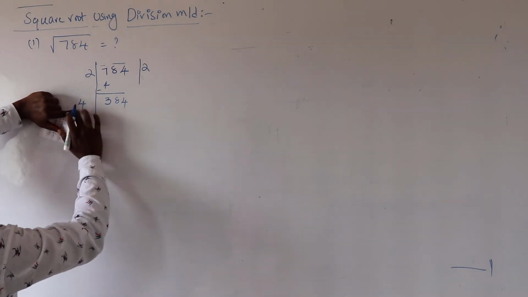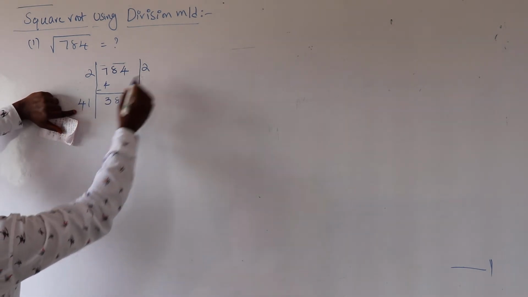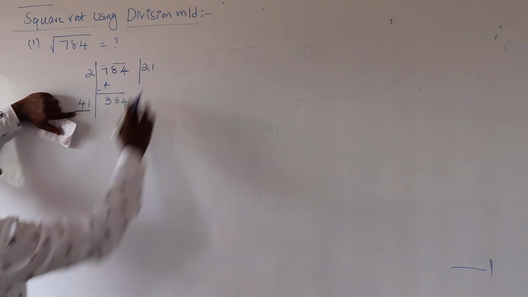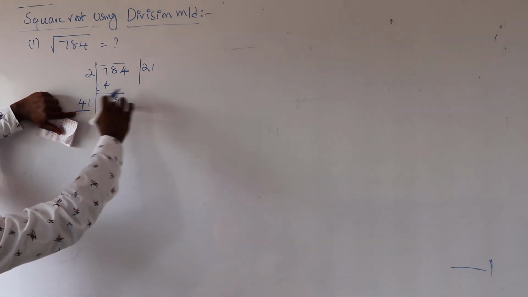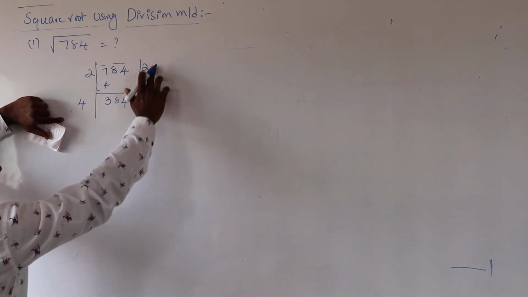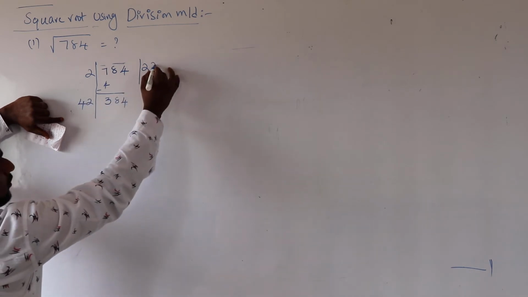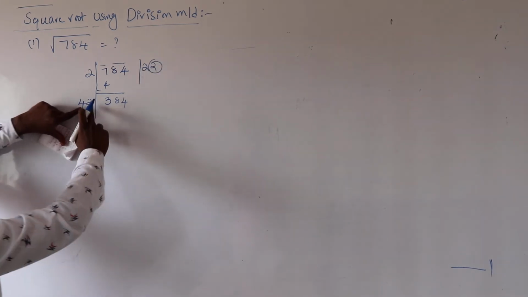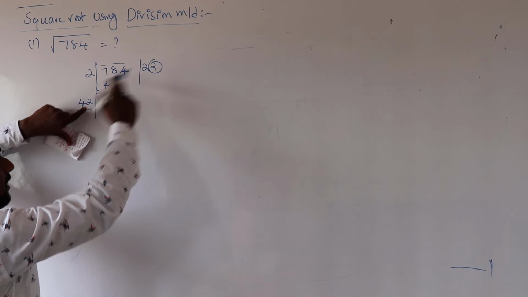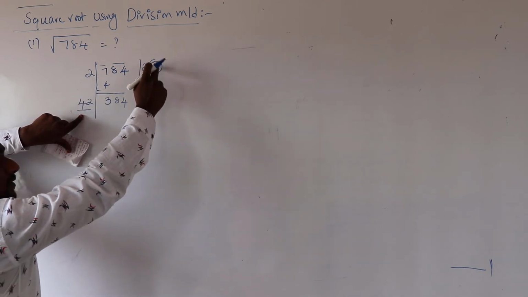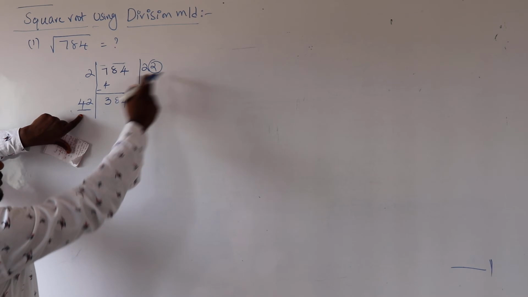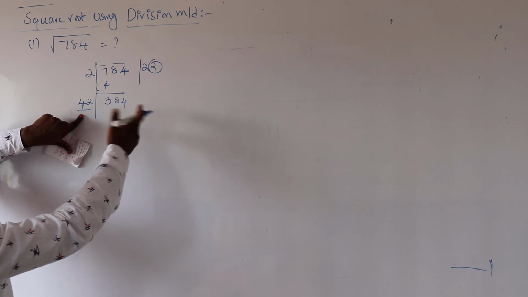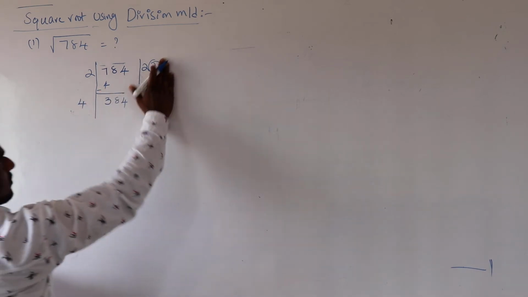Next, if I write 1 here, we write 1 also here. It means 41 into 1, which is 41. That is very much less than this value, so 1 is not possible. If I write 2 here, also 2 here, now 42 into 2. Whatever number we write here, the same number we write there and multiply. 42 into 2 is 84. But here it is 384, so this is less. So 42 into 2 is also not possible.